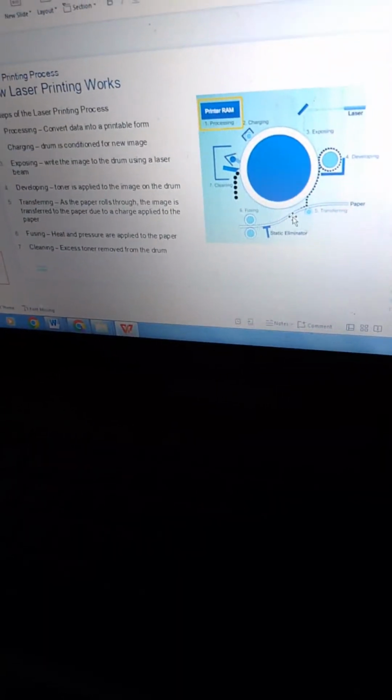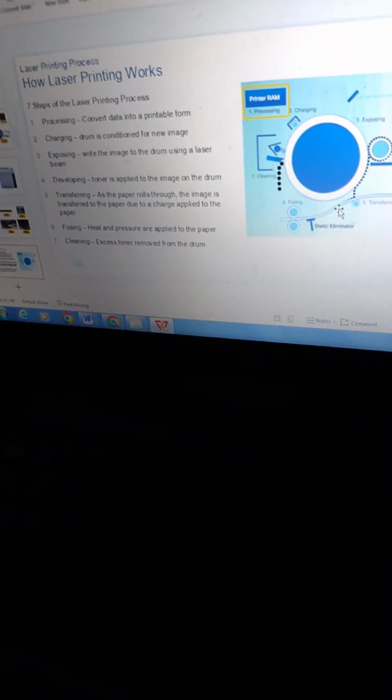Then we have how a laser printer works, the steps that the laser printer follows to do the printing. We want to learn that also. So how it works is what we are going to look at now. We have about 7 steps in the operation of the laser printer. I'm going to speak about the 7 steps right now.